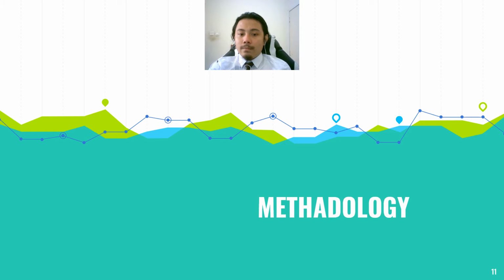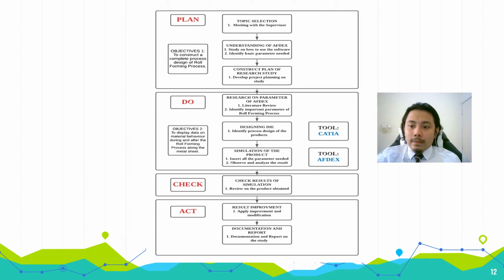Methodology. This is the flowchart of my study. First, I will do planning. In the planning section, we have topic selection and meeting with the supervisor. Then, understanding of AFDEX: study on how to use the software and identify basic parameters needed. Then, construct a plan of the research study and develop project planning on the study. That is to achieve objective one.